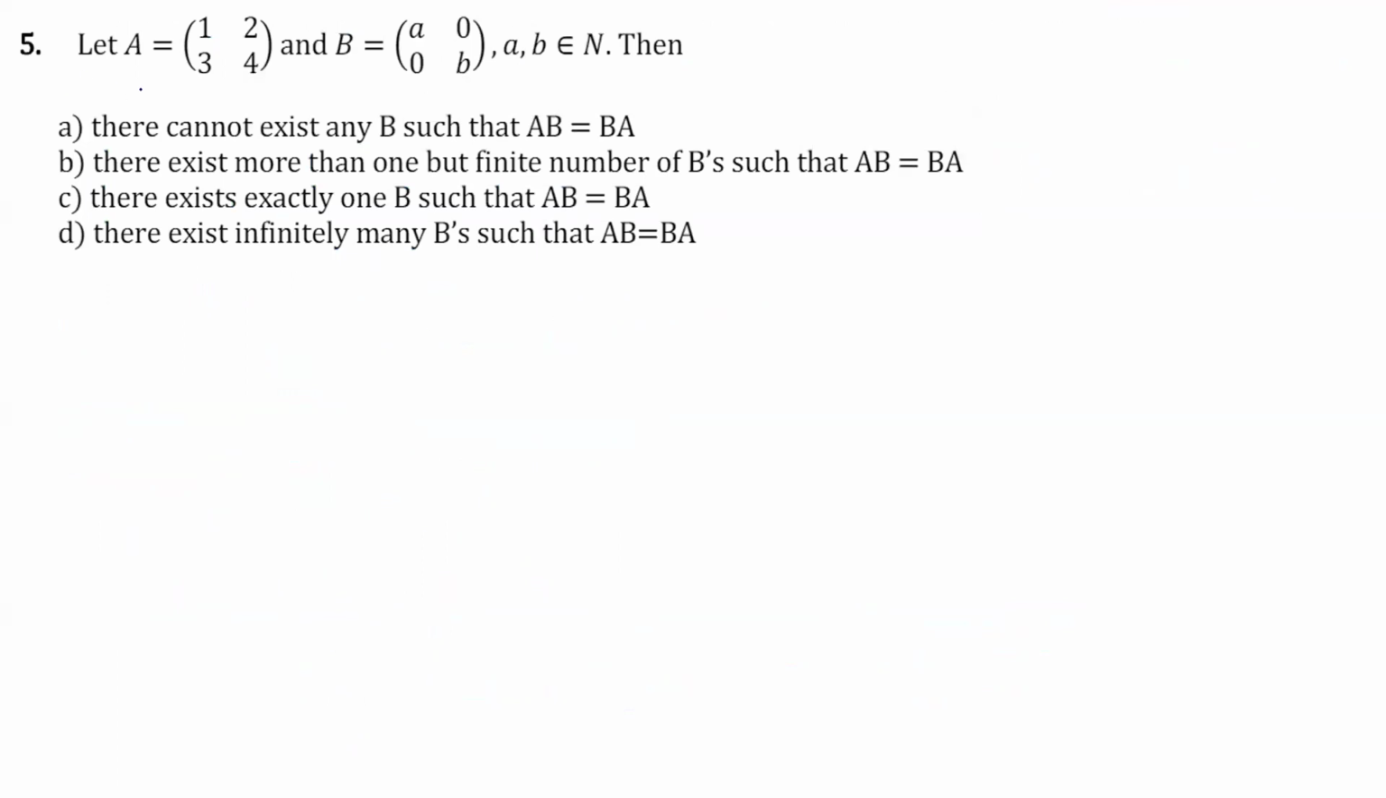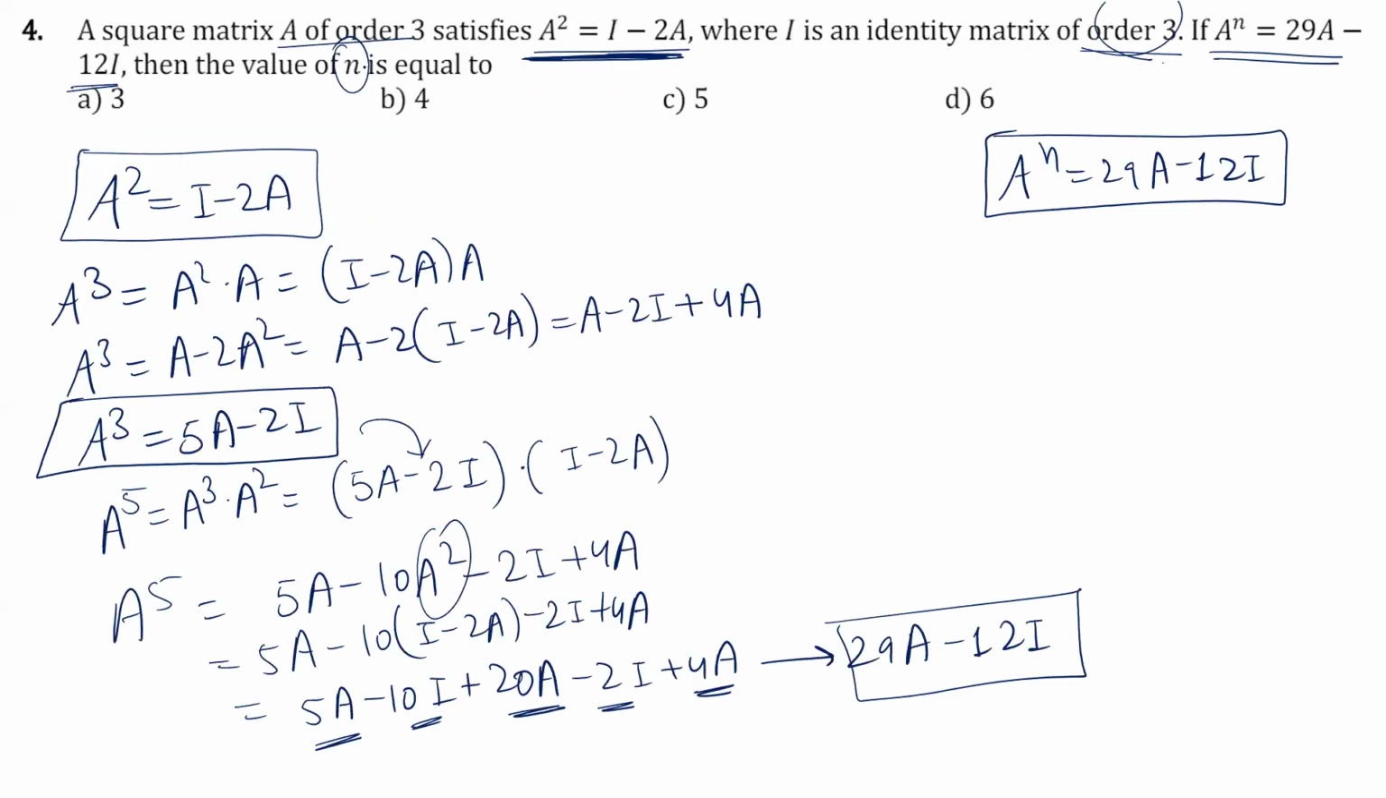Here, let A equals 1, 2, 3, 4 and B equals A 0, 0, B. A, B belongs to natural number. Okay. So here AB equals BA. All the equations are containing AB equals BA. So there we have to find the correct condition: there cannot exist any B such that AB equals BA, or there exists more than one. So about the B matrix we have to find. Yes, so here in the last question the answer will be C option.